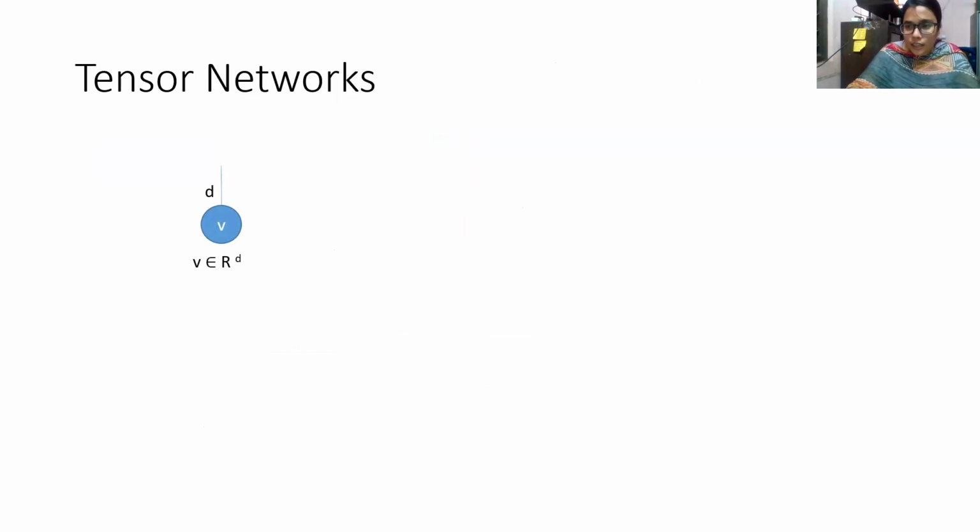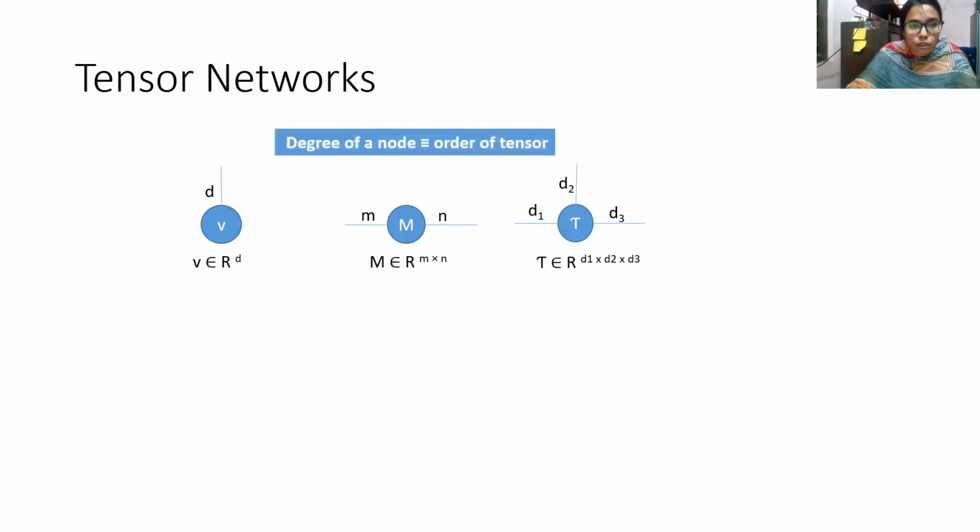As I previously said about vectors and a scalar, here you can see a node that we call a vector, which has one open leg or edge, which has D weight. And here is the matrix, which has two open edges, M and N, and the tensor. A tensor is a multidimensional array. So the point from this graph is that the degree of a node will be equal to the order of a tensor.